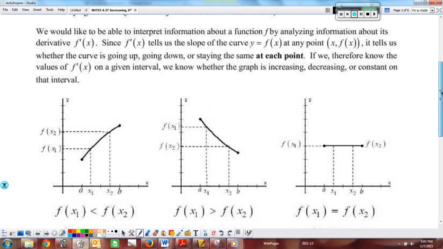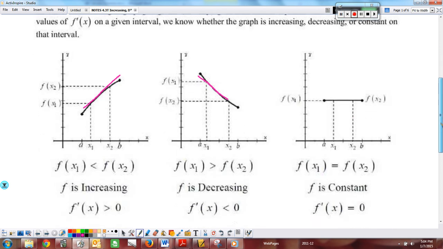And so if you recall, we've been mentioning this all along, the derivative is going to tell us the slope of the curve. The slope of the curve is going to tell us what the curve is doing, going up or down or staying the same. When the slope of a tangent line is positive, then we know that the curve is going to be rising or increasing. If we know that the slope of the curve is negative, then we know that the curve is going to be decreasing. And if we know the slope of the curve is 0 for all the x values there, then it's going to be constant.